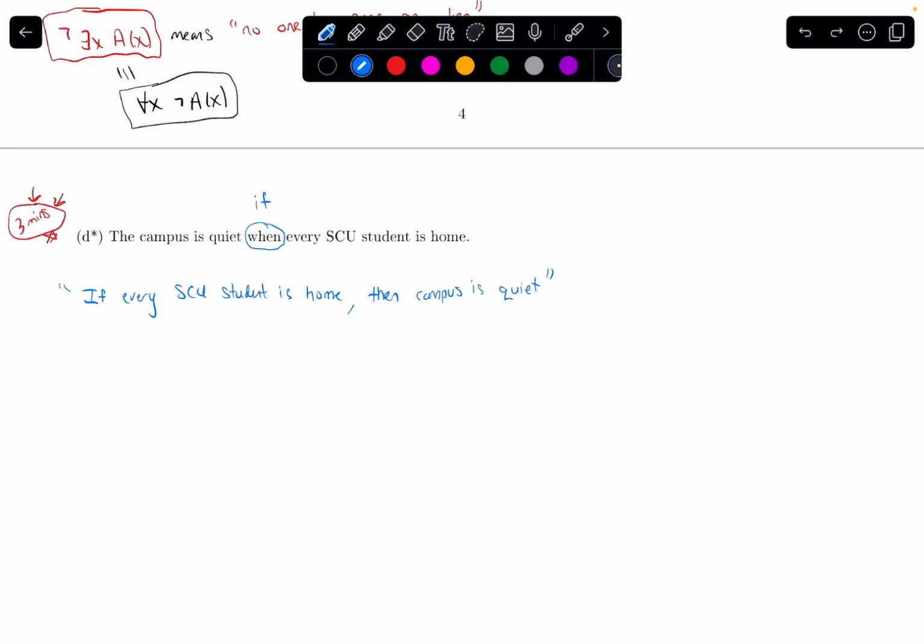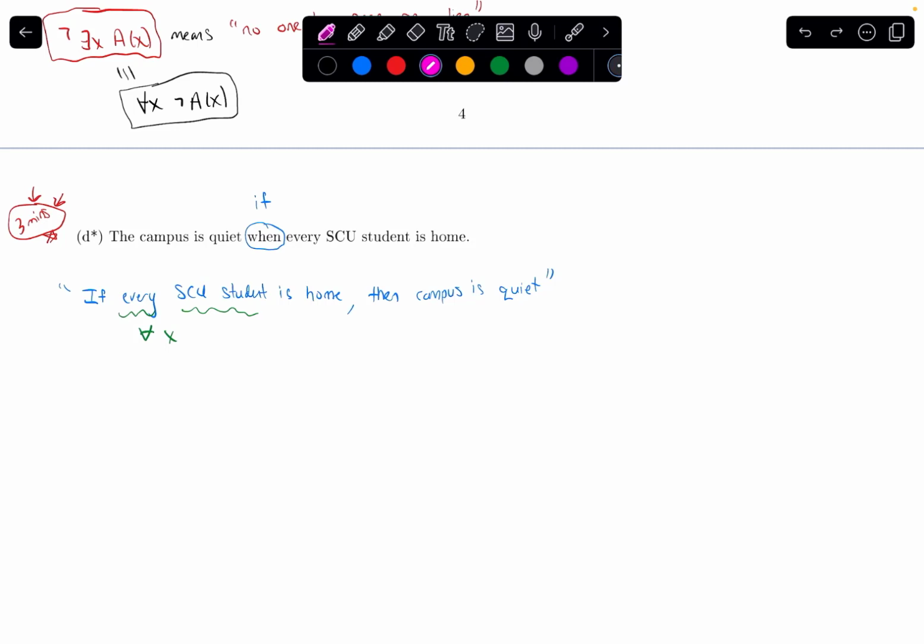Okay, so let's break this down a little bit further. What are other keywords that I see here? I see something about every. So every makes me think of my for all. So there's got to be for all x. And what is x referring to? Well, it's every SCU student. So x seems to be referring to SCU students here. And then the other key parts are something about the student being home, and something about campus being quiet. So I'm going to need some letters to refer to those various parts.